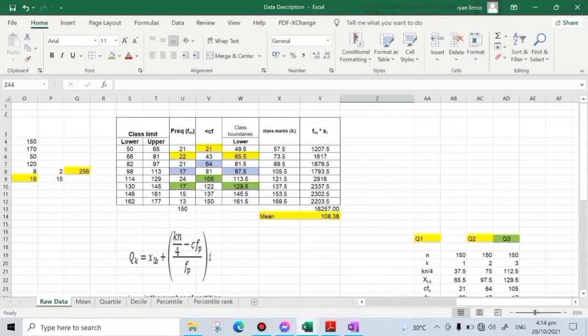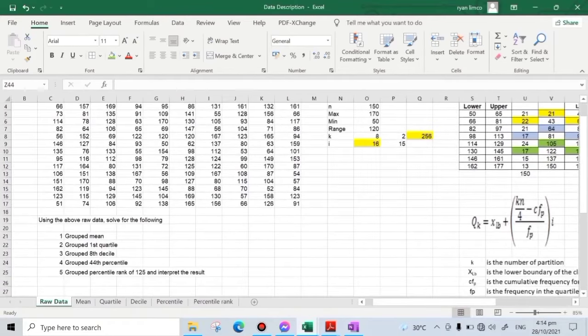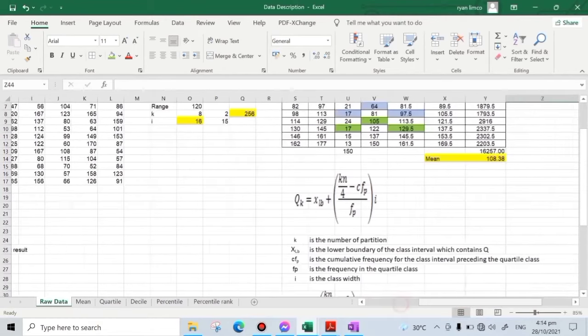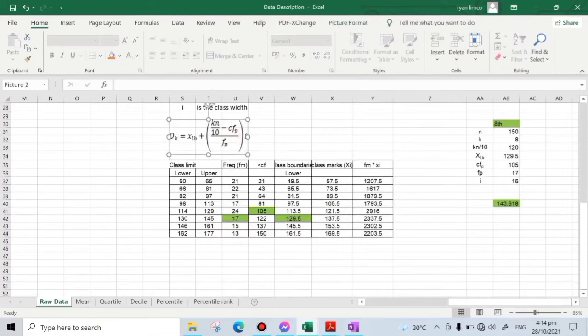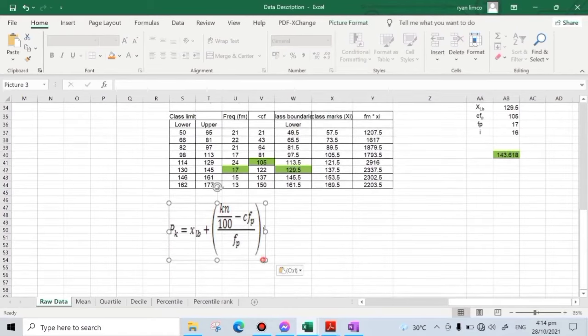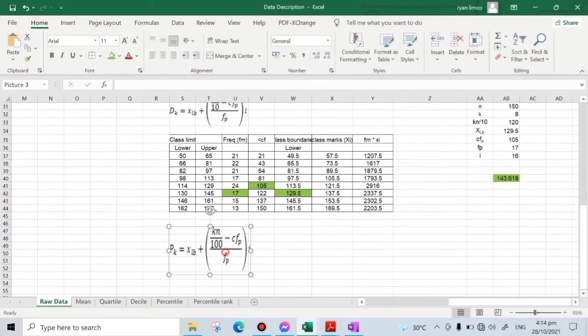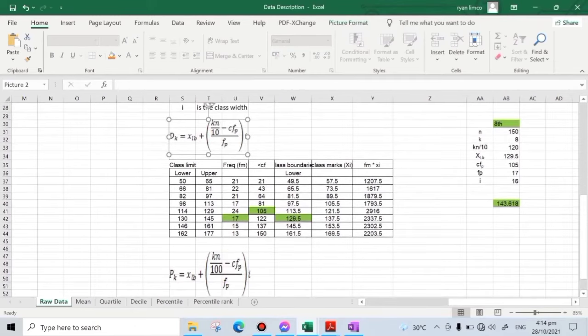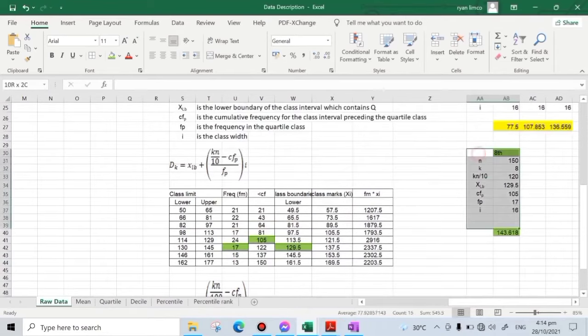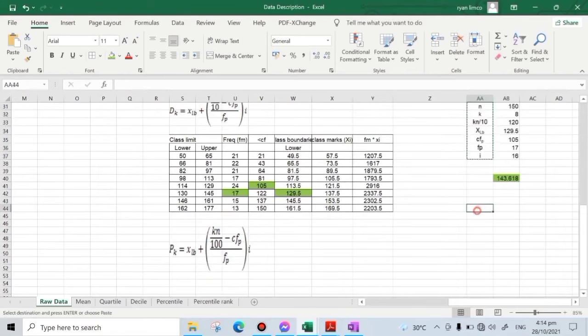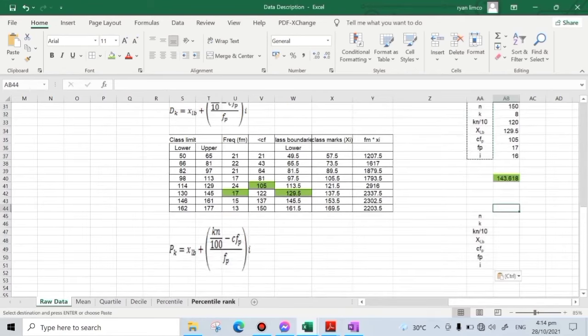So next, we are asked to find the 44th percentile. So for the percentile, instead of 10, we will use 100. The formula for the percentile is the same as the quartile. For the decile it is 10, for the quartile it is 4, for the percentile it is 100. So, we use the same information, and we are looking for the 44th percentile.